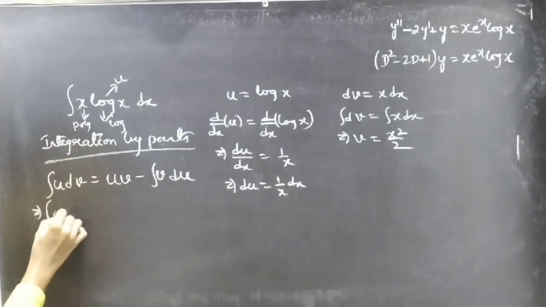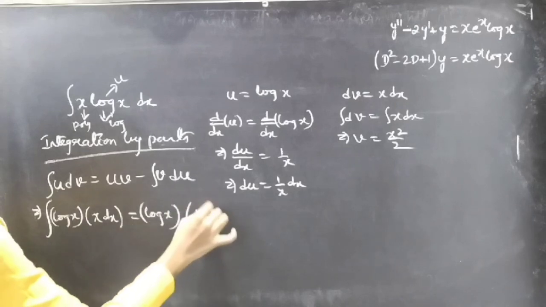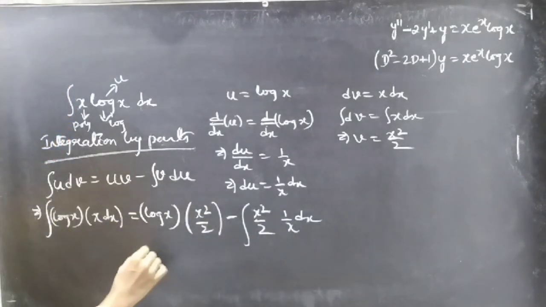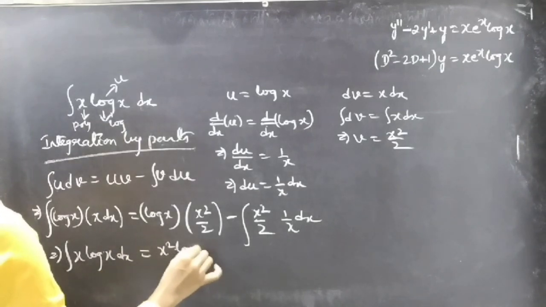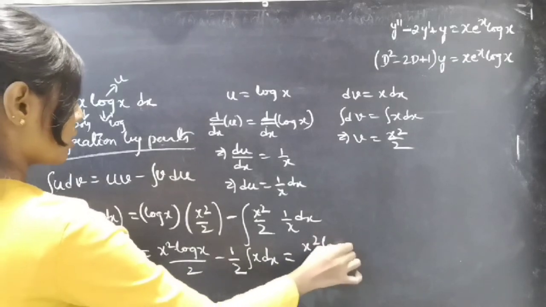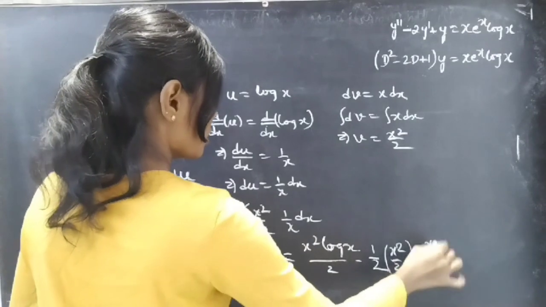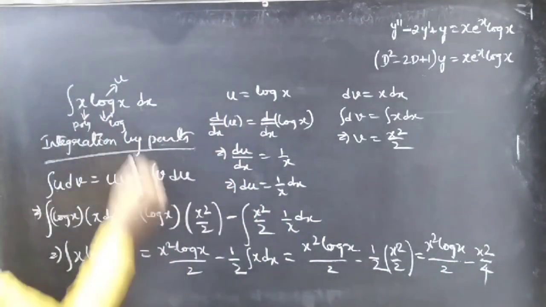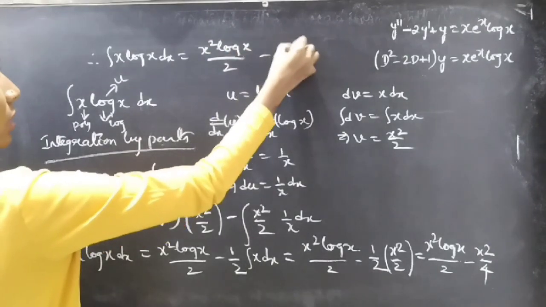We'll get integral u log x into dv x dx equals uv, log x into v, which is x square by 2, minus integral v, x square by 2, into du, 1 by x dx, right? Which gives us integral x log x dx equals x square log x by 2 minus 1 by 2 into, since the x gets cancelled, integral x dx, which gives us x square log x by 2 minus 1 by 2 into integral x dx, which is x square by 2. So we get x square log x by 2 minus x square by 4, since 2 twos are 4, right? Therefore, integral x log x dx equals x square log x by 2 minus x square by 4.